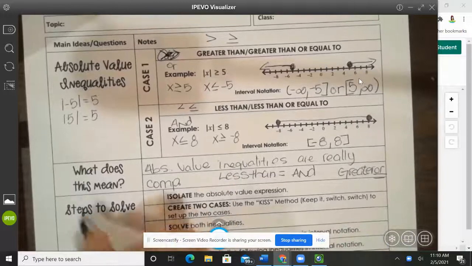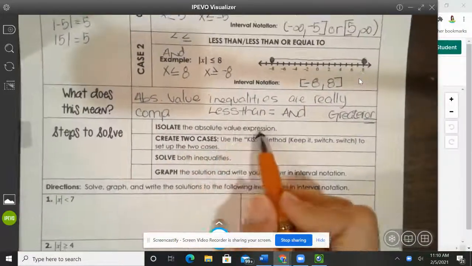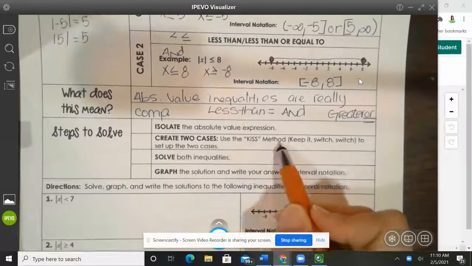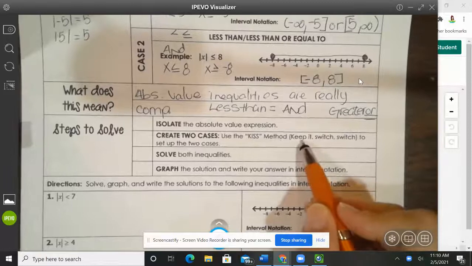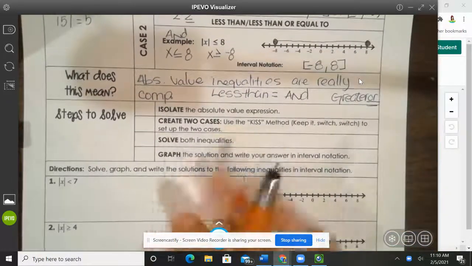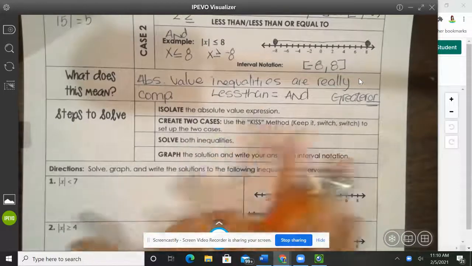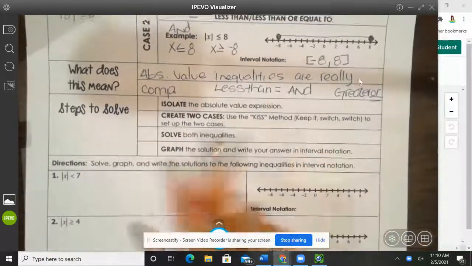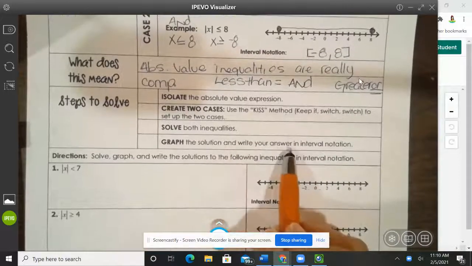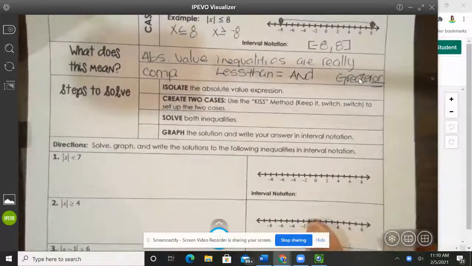All right, so there are steps here to solve the inequality. It says isolate the absolute value expression, create two cases, use the KISS method. I'll show you what that means: keep it, switch it, to set up the two cases. So you kind of separate them and do them. Solve both inequalities, graph the solution, and write the answer in interval notation. So those are the steps to solve an inequality.